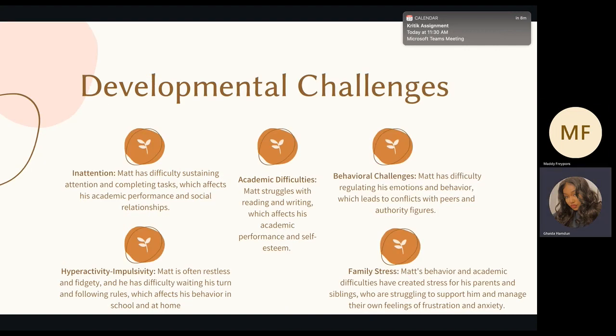So some developmental challenges that Matt has are inattention, academic difficulties, behavioral challenges, family stress, and hyperactivity and impulsivity. So he has difficulty sustaining attention and completing tasks. He struggles with writing and reading. He has difficulty regulating his emotions, and he's often restless and fidgety. This behavior also has its impacts on Matt's family because his parents are unable to provide support for him and also deal with their own feelings of frustration and stress.